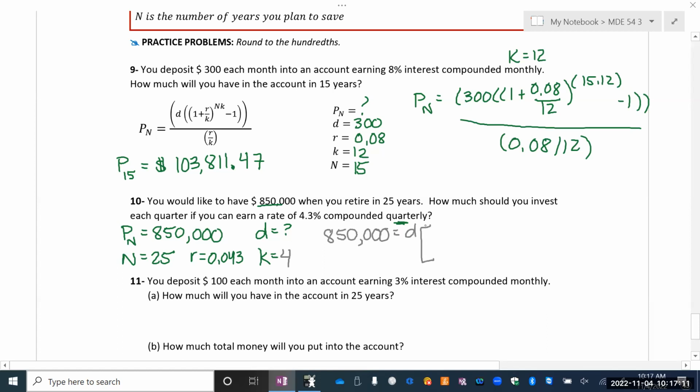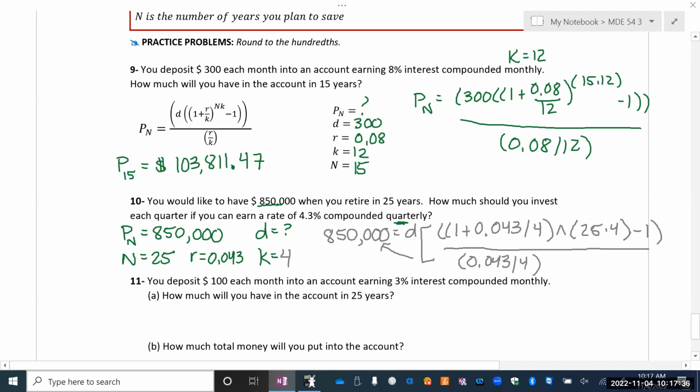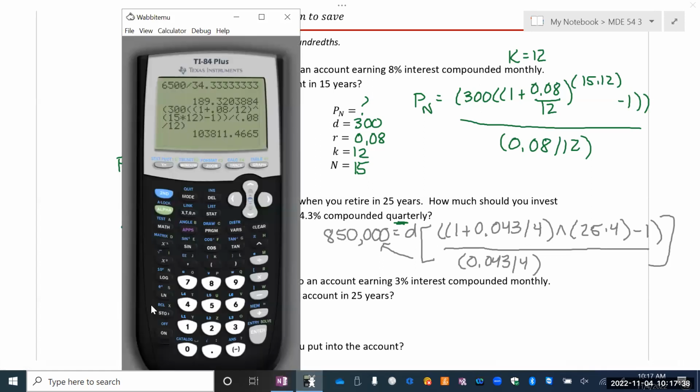Pull D out. 1 plus 0.043 divided by 4 to the NK minus 1 divided by 0.043 divided by 4, and then I'm going to divide that number in. So I can actually do it all at once if I want to. And then I'm going to put an extra set for the bracket. So 1, 2, 3.